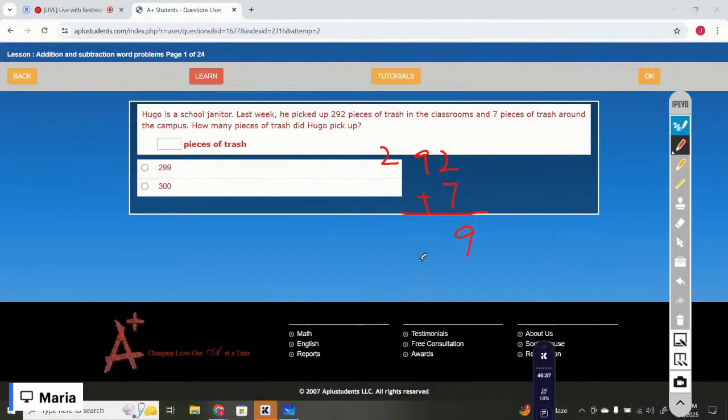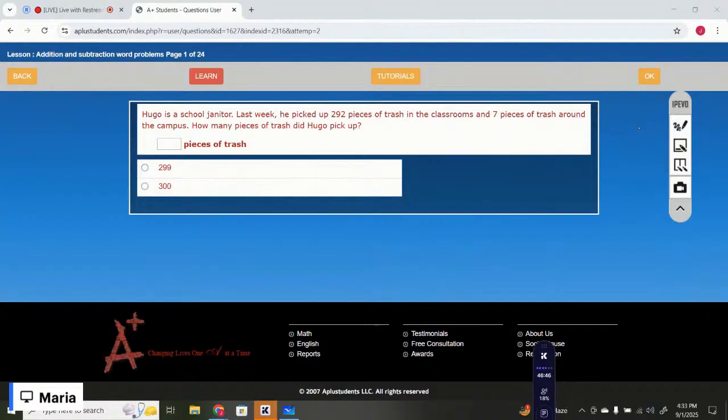7 plus 2 is 9. Bring 9 as it is and 2. That is 299. Option number 1 is the correct option. That is 299.